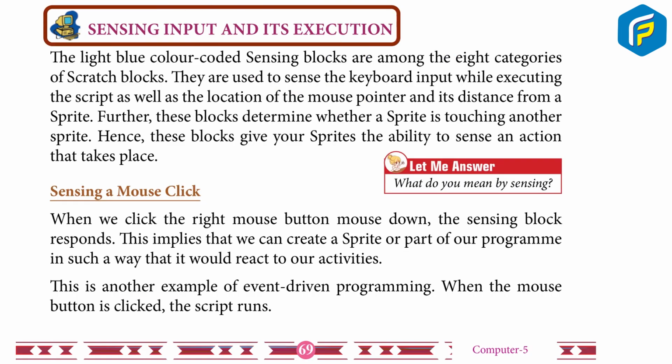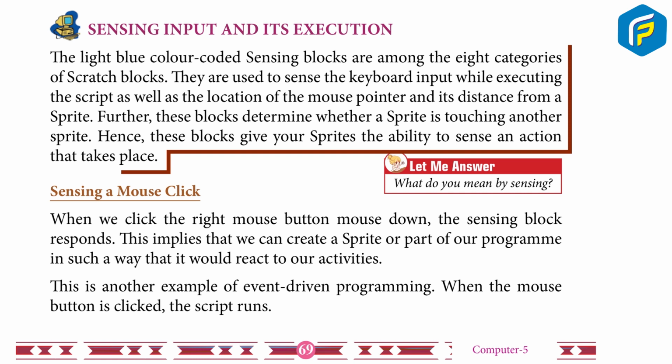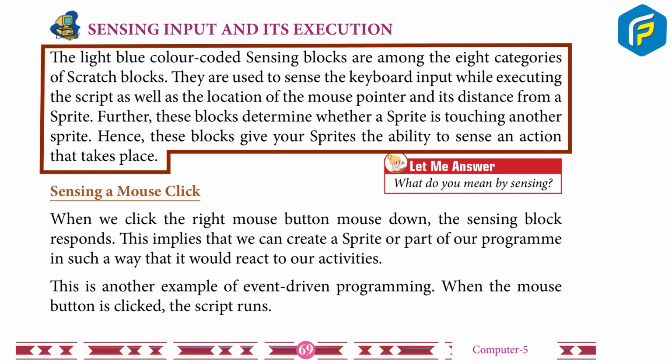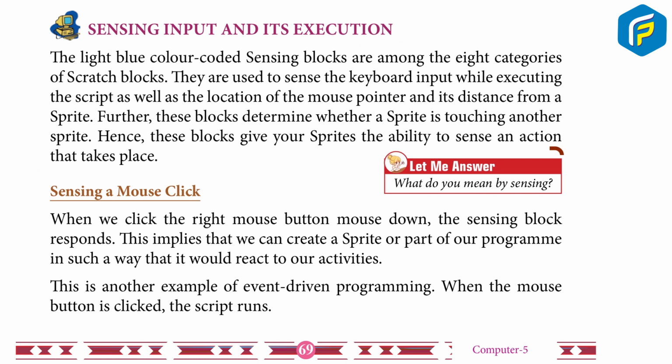Sensing input and its execution. The light blue color coded sensing blocks are among the 8 categories of Scratch blocks. They are used to sense the keyboard input while executing the script, as well as the location of the mouse pointer and its distance from the sprite. Further, these blocks determine whether a sprite is touching another sprite. Hence, these blocks give your sprites the ability to sense an action that takes place. Let me answer: what do you mean by sensing?